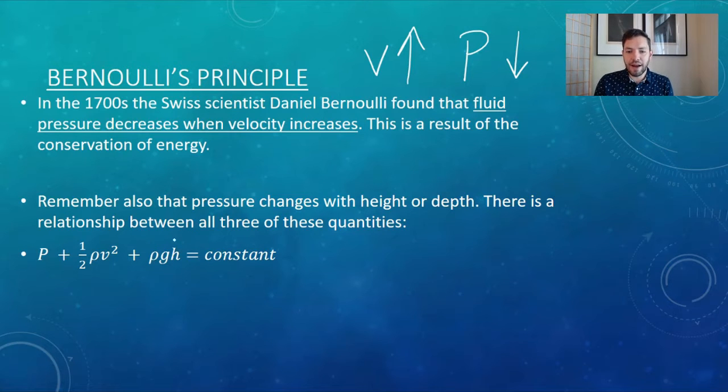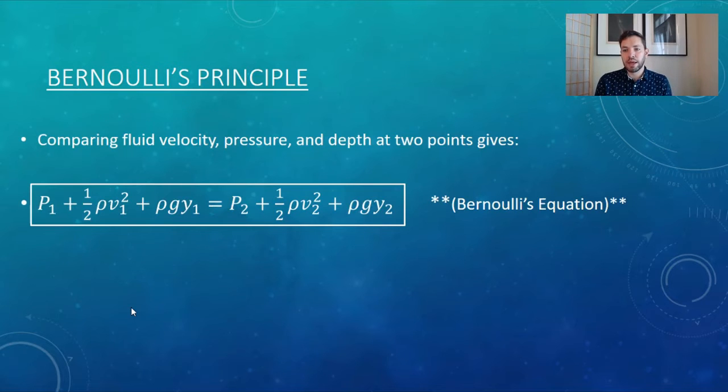If this sum is constant, if we compare these three quantities at one point or another, we're going to find that the sum at point 1 is going to be equal to the sum of these things at point 2. And so that's where we get this Bernoulli equation. Let's take a look at it. It is big. It looks complicated, but when we look at it more closely, we'll see it's fairly simple.